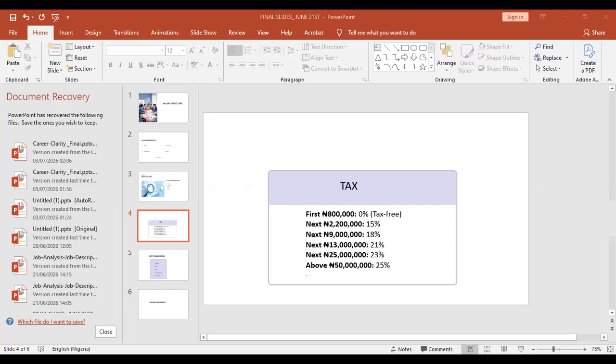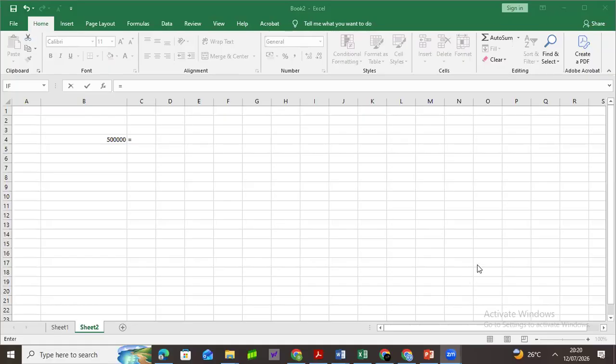What I'm seeing from my end is your slide that has the heading tax. Then the first one is 800,000 tax free. Okay, give me a minute. That's not what I'm displaying. Let me show my entire screen. Okay. Can you see the Excel now?